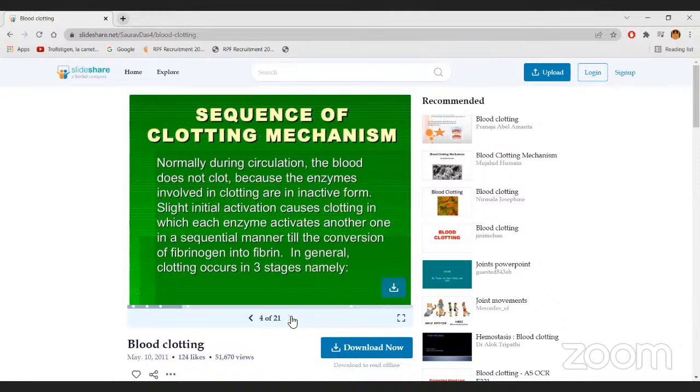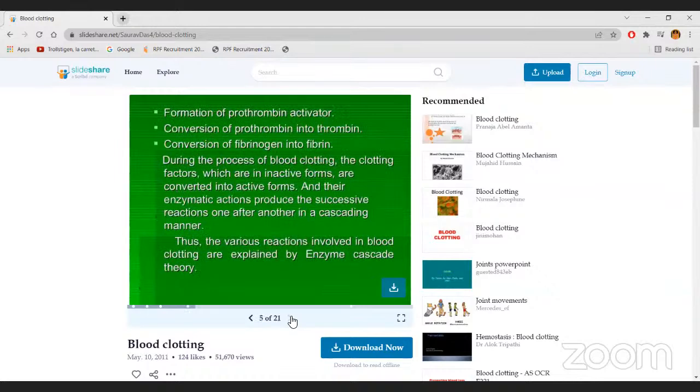The sequence of the clotting mechanism. Normally during circulation the blood does not clot, because the enzymes involved in clotting are inactive. Slight injury causes activation, in which one enzyme activates another in a sequential manner till the conversion of fibrinogen into fibrin. In general, clotting occurs in three stages: formation of prothrombin activator, conversion of prothrombin into thrombin, and conversion of fibrinogen into fibrin.